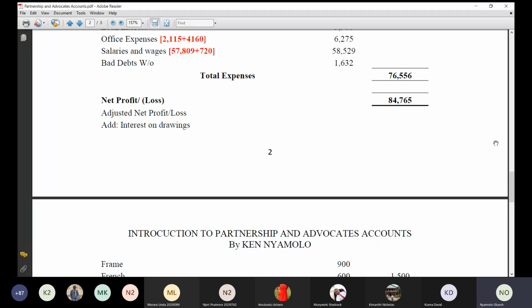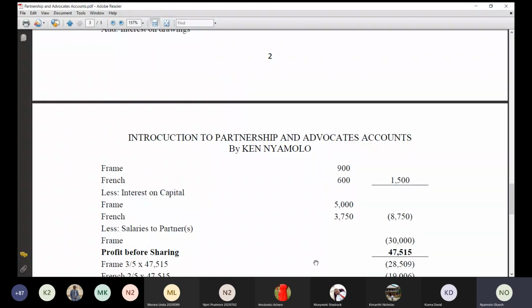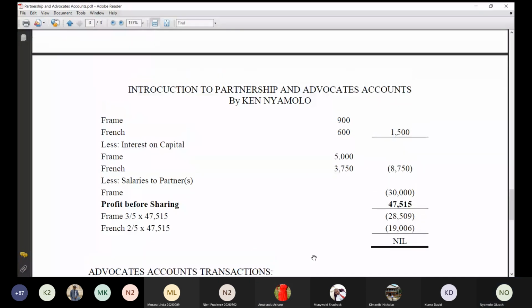However, because these guys want to test the concept, if you understand what interest on drawings means and their effect on that capital, what interest on capital means and their effect on that profit, and the salaries that are paid to a partner and their effect on the profit, whether they are reducing or increasing the profit, then a question would be set like that. I hope I'm clear on that. Yes, you're very clear. Thank you.